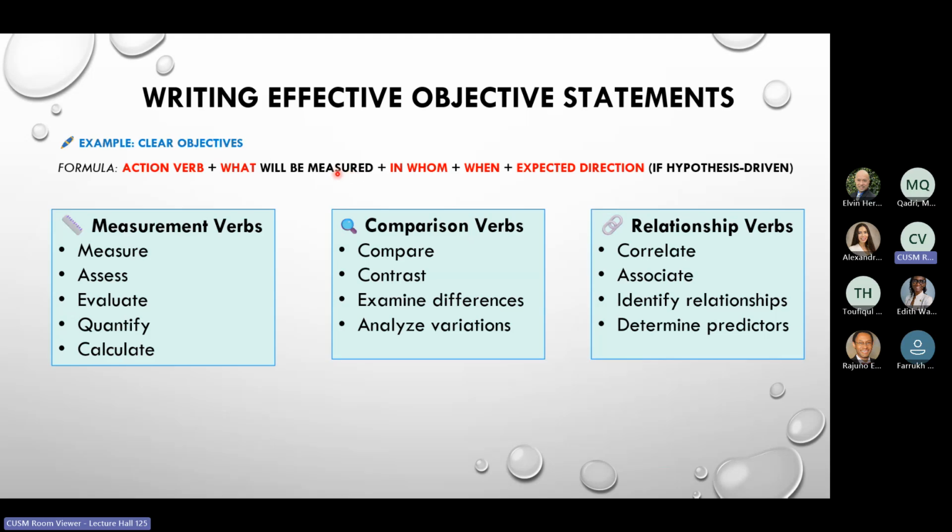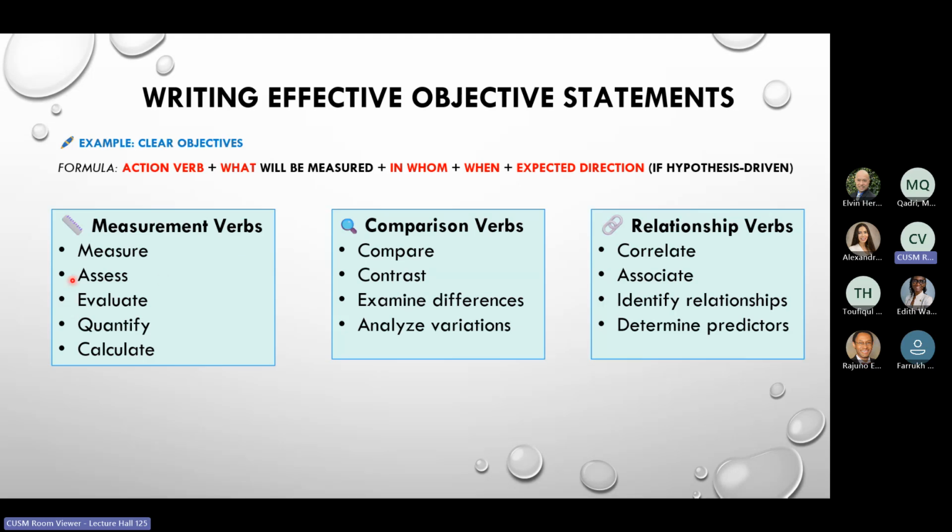So here, as a formula, if you will, writing effective objective statements. Again, I'll give you a formula. There's typically an action verb. What will be measured? In whom? When will it happen? And the expected direction if it's hypothesis driven. Do you expect an increase or a decrease? Do you expect more or do you expect less? There's a direction of an outcome being identified here.